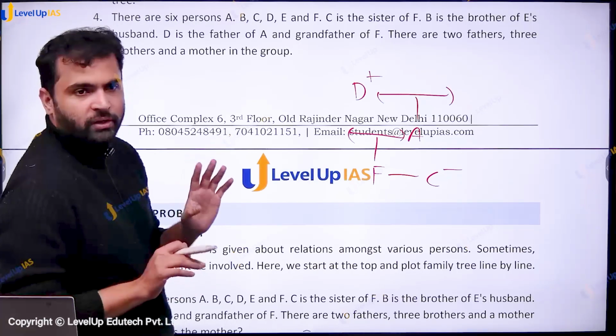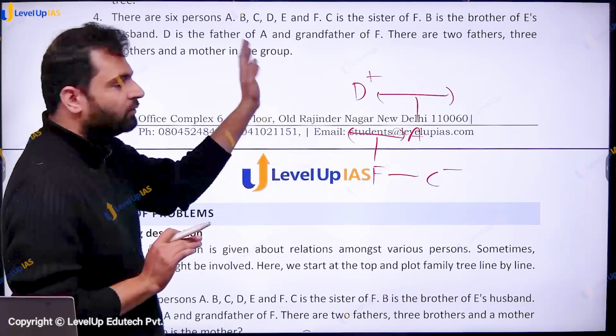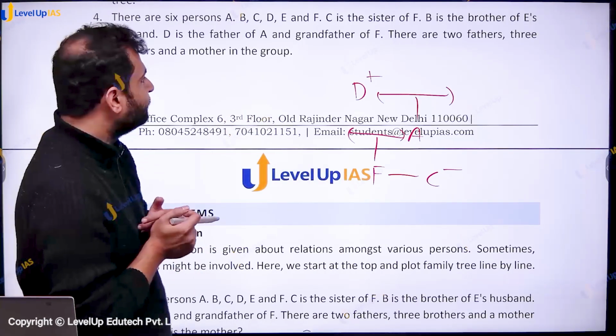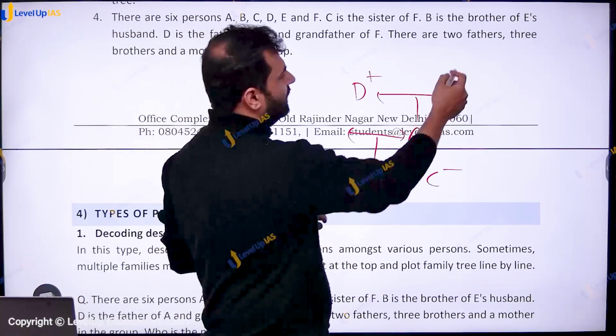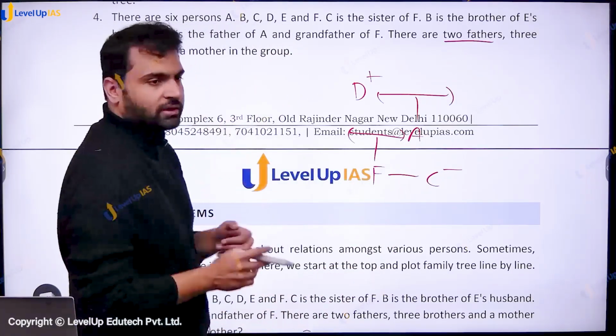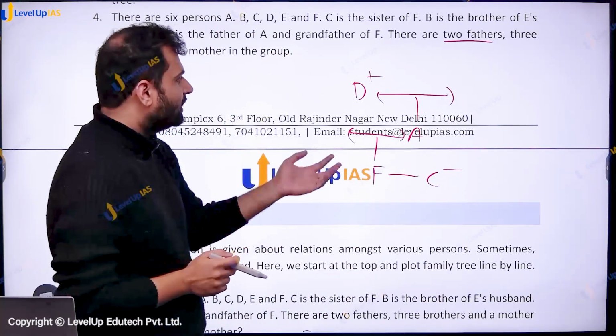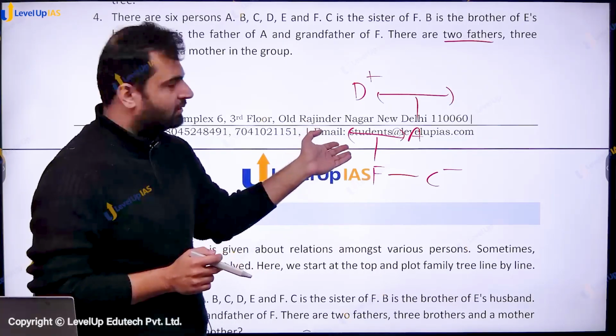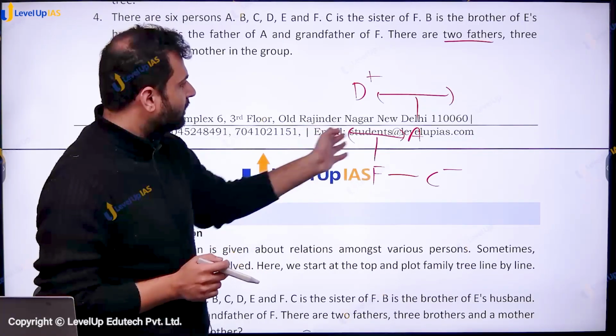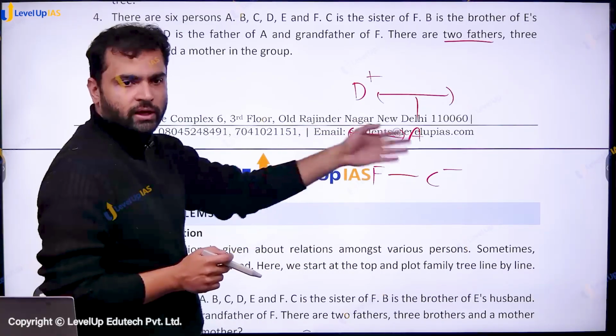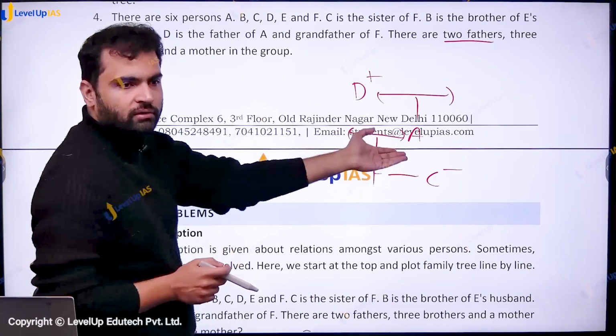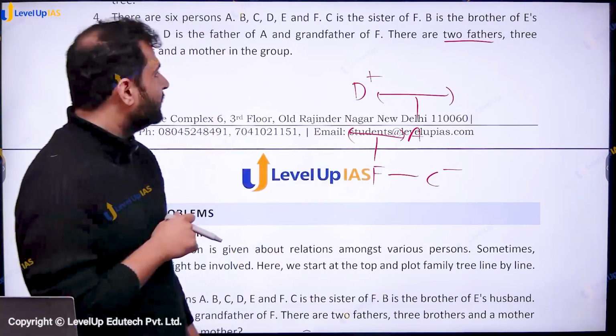There are two more people involved. Out of six we have plotted 4. What else we have? There are 2 fathers, 3 brothers, and a mother in a group. Mother clearly would be A or wife of A. I mean, A could be mother or A could be father, and then wife would be this.